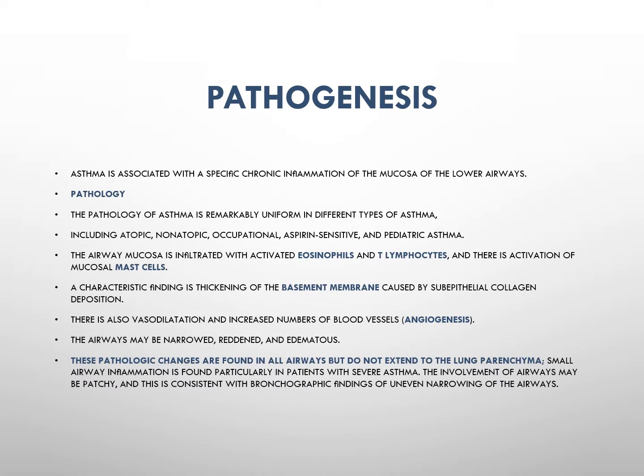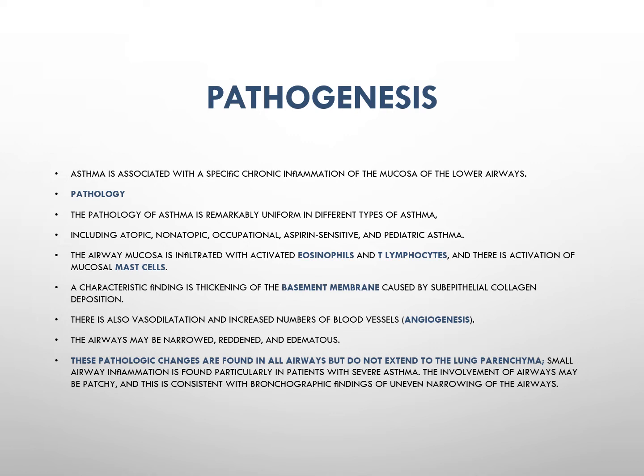Asthma is associated with a specific chronic inflammation of the mucosa of the lower airways. The pathology of asthma is remarkably uniform in different types of asthma, including atopic, non-atopic, occupational, aspirin-sensitive, and pediatric asthma. The airway mucosa is infiltrated with activated eosinophils and T lymphocytes, and there is activation of mucosal mast cells. A characteristic finding is thickening of the basement membrane caused by subepithelial collagen deposition. There is also vasodilatation and increased numbers of blood vessels, angiogenesis. The airway may be narrowed, reddened, and edematous.